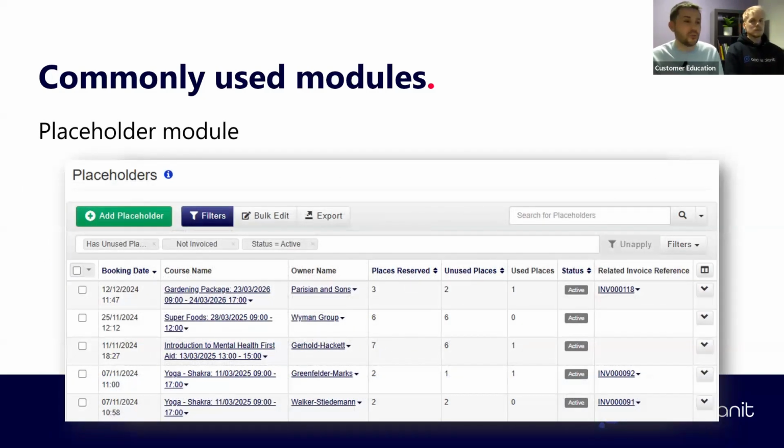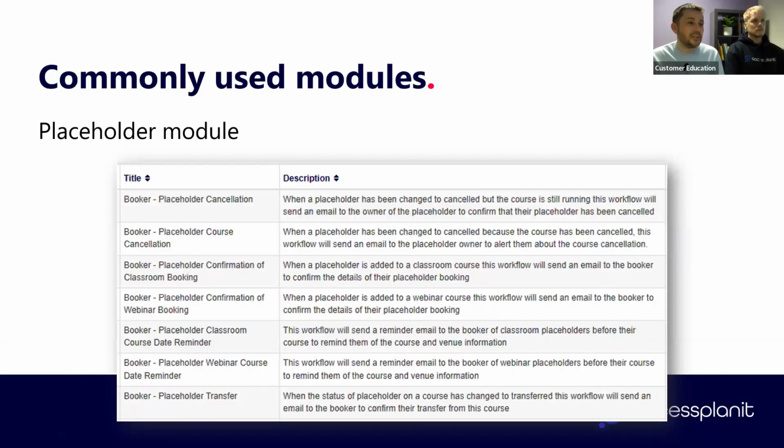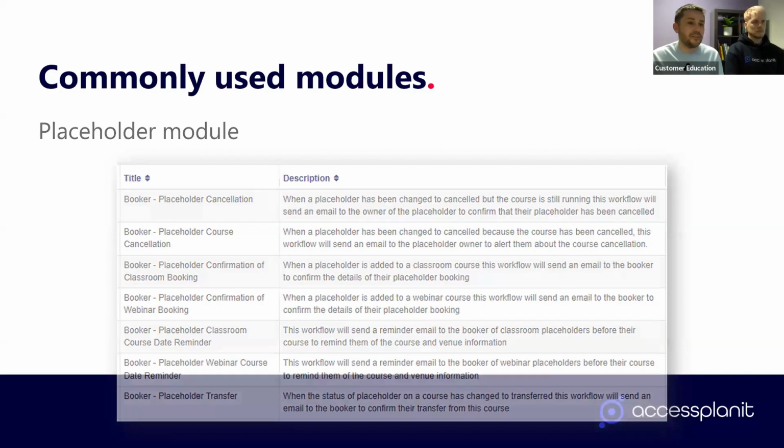Next up is a placeholders module. Placeholders are the places on your courses that have been bought and reserved, but there are no delegates' names on them yet. The placeholder module is used a lot in workflows to communicate confirmations, course updates, and reminders to the key contact of the booking, while there are no delegates to email instead.